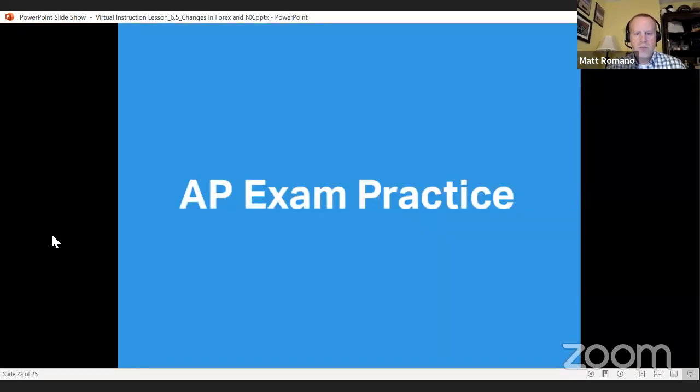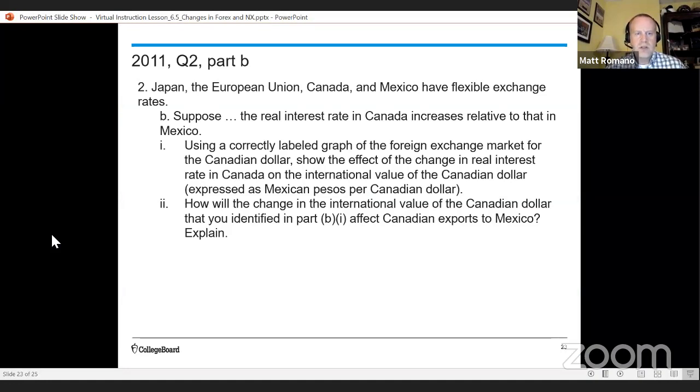I'll leave you with an exam practice question. 2011, question 2. We're only going to look at part B. This is back to Mexico and Canada and their trade relationship. So we skip part A and just look at part B because we want to see how, again, changing foreign exchange market valuations, how changing exchange rates are going to have an impact on net exports and ultimately aggregate demand.